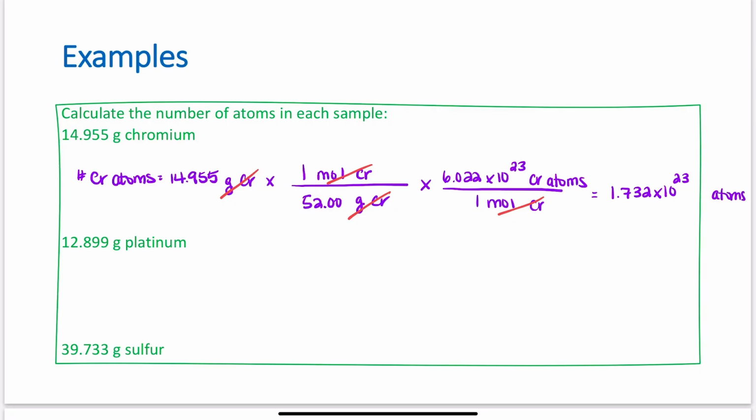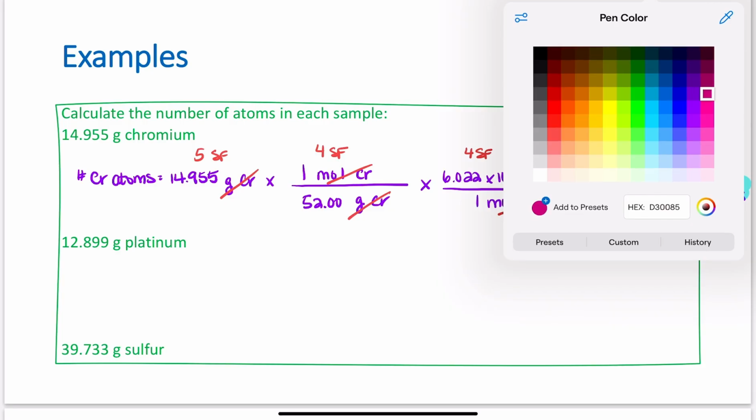It's hard to see the way I wrote that, but it should be a capital C and a lowercase r. So this had 5 sig figs in it, but the way I took my molar mass only had 4 sig figs. And I did that because of Avogadro's number. I only have memorized 4 sig figs. So my final answer here can only have 4 sig figs. Which one's next?